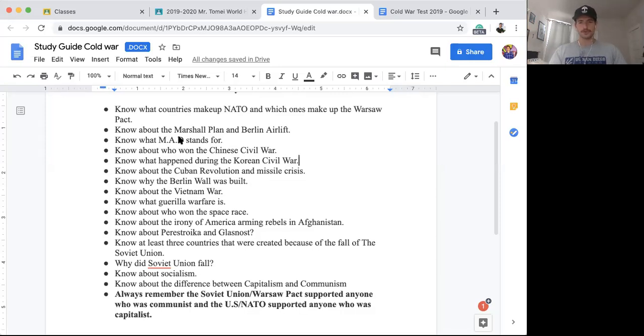And then know about socialism. Socialism is the middle ground between capitalism and communism.